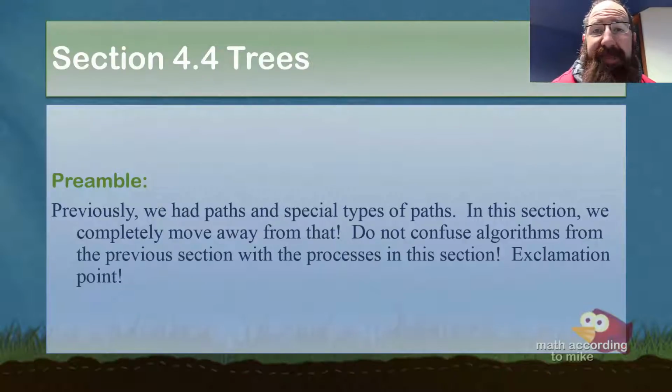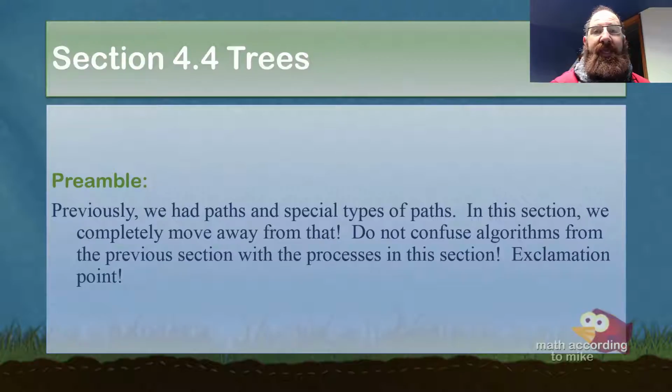All right, this is our last section for chapter 4. Trees, also known as twees. In the previous sections, we had special types of paths. So 4.1 through 4.3 were related because they were all special types of paths. We don't have paths in this section, so that concept is gone.